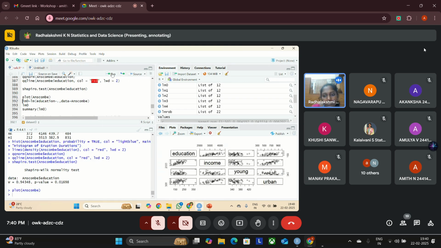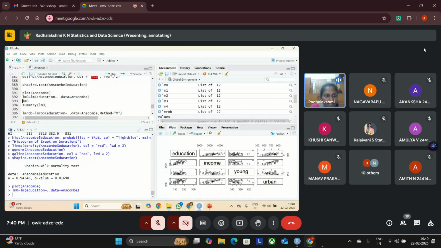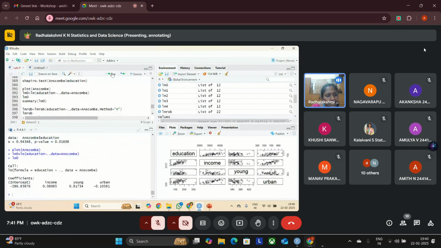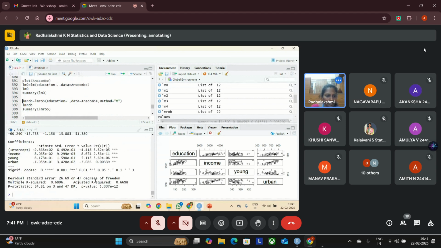So now, just plot this Anscombe data set. This is your correlation matrix. We are fitting the data. This is our summary, right? What is the summary? The R square value is 0.66. For the same data set, what is the scenario?